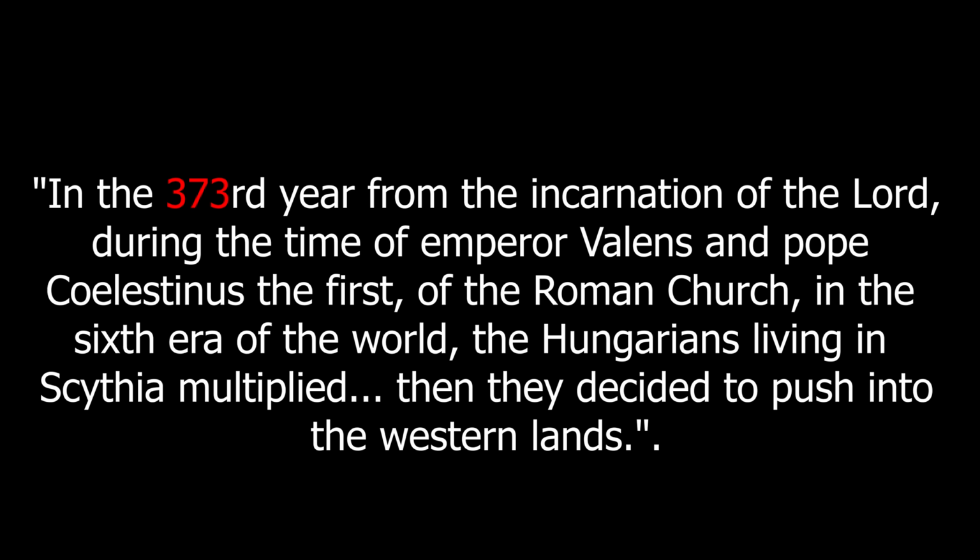In the 373rd year from the incarnation of the Lord, during the time of Emperor Valens and Pope Celestine I of the Roman Church, in the 6th era of the world, the Hungarians living in Scythia multiplied. Then they decided to push into the western lands.